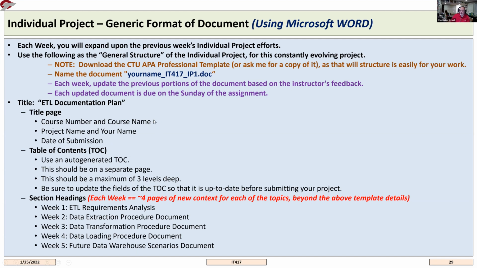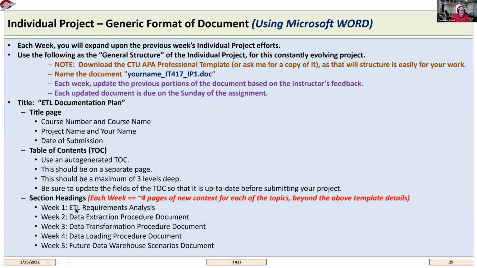Since I am also a doctoral student myself, I have to deal with professors pointing out when I make errors in the APA format. So just so you know, title page required: course number, course name, project name, date of submission, and a table of contents. I'm only going to expect a typical 1 style table of contents, not the multi-layered table of tables or the table of figures as well.